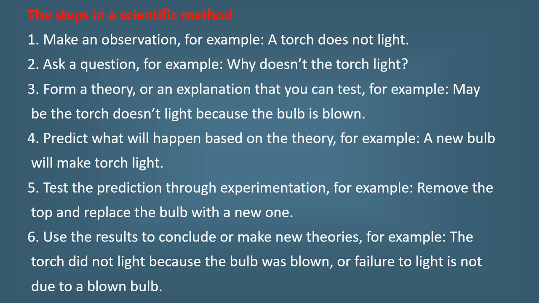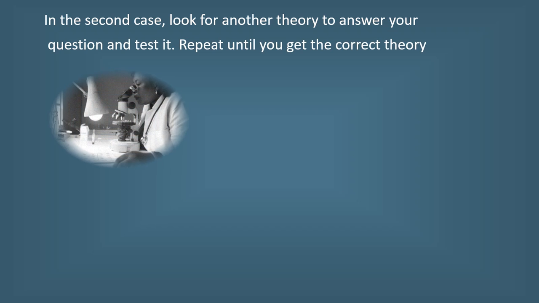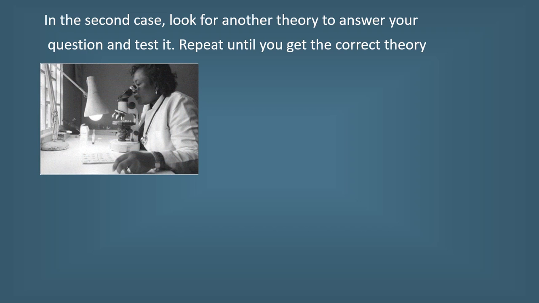Maybe the dry cells are worn out. We replace, test. Then after that, get the conclusion. Then you come up with the solution. So in the second case, look for another theory to answer your question and test it. Repeat until you get the correct what? Answer. After putting in the torch the new dry cells, and they have still not worked, think of another prediction. Continue testing until you come up with the correct theory or observation.